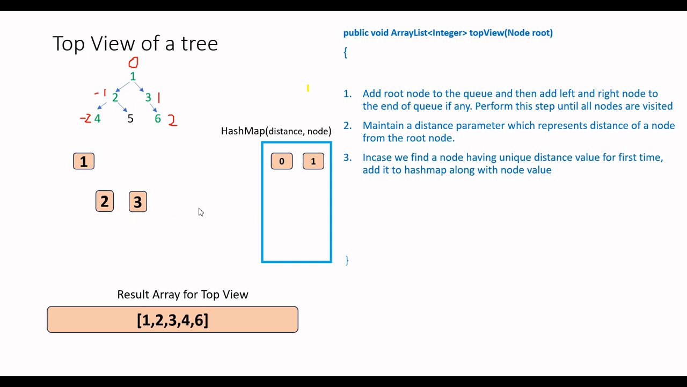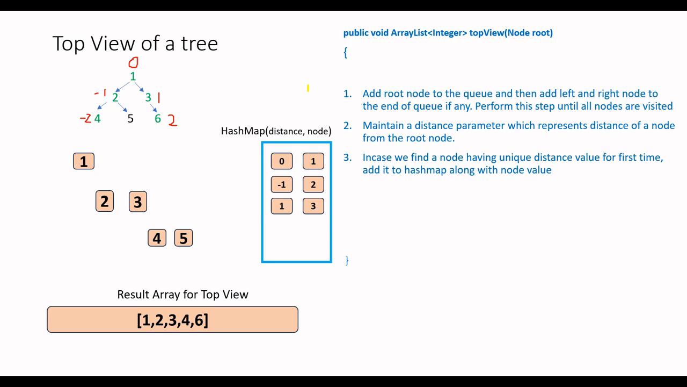Once these child nodes have been added, we'll again consider 2 and ask what is the distance from the center, that is the root node. The distance is -1, and the -1 key doesn't have any value yet in the hash map, so we'll proceed and add it. As long as the key doesn't exist, we'll be adding it to the hash map. Then we add the left node and right node children to the end of the queue, and proceed to check 3. The distance of 3 from the root node happens to be 0 plus 1, which is 1, and 1 doesn't have any value, so we'll be able to add it.